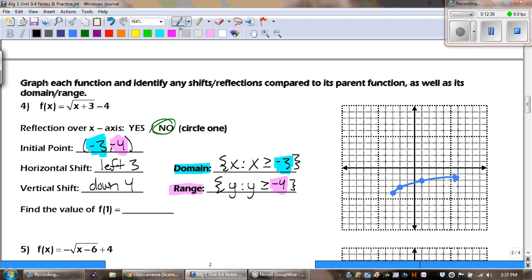Now, find the value of f of 1. So I want to know, when we plug in 1, what do we get? And if you look, you just go down, it's right there, we get the point 2. So f of 1 equals 2, and that is a -2.